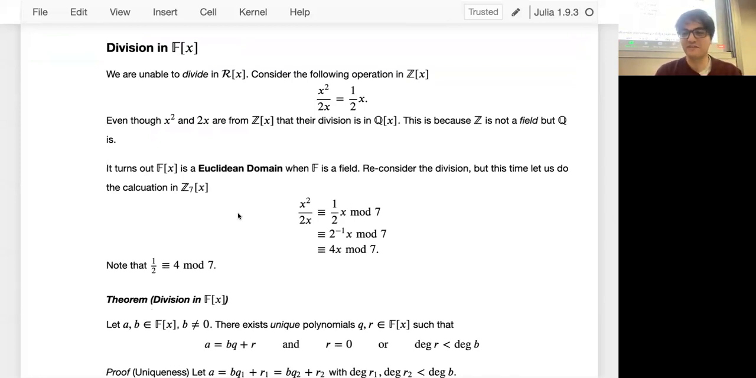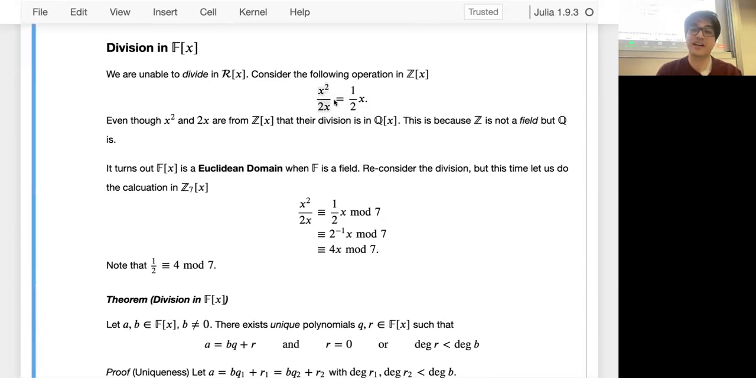So this is relevant because it means that sometimes we are able to divide, provided that we're in a situation like this. I can do x squared divided by 2x. That gives me 1/2 x. That's closed over the polynomials. So even though x squared and 2x are polynomials, their division is in the rationals. Even though these are polynomials with integer coefficients, when I divide them, you generate rational coefficients. This is because Z is not a field, but Q is.